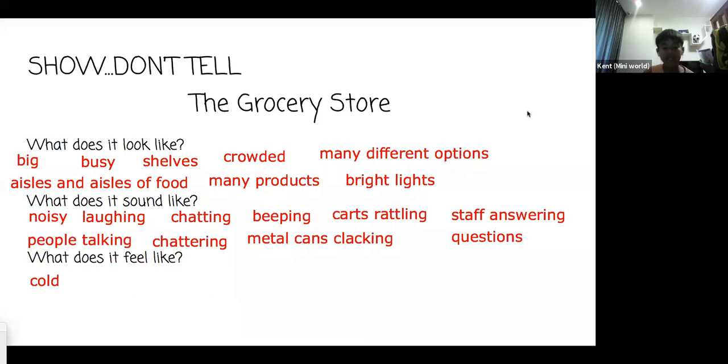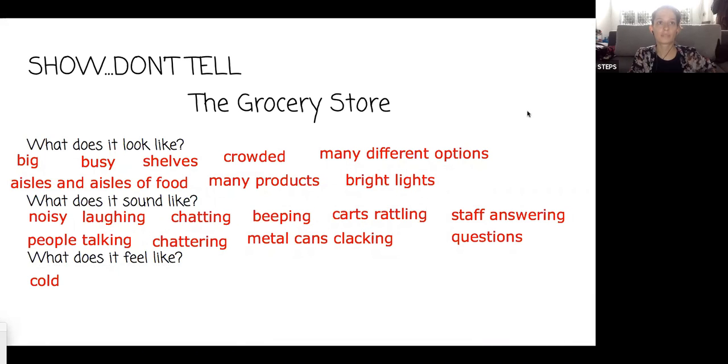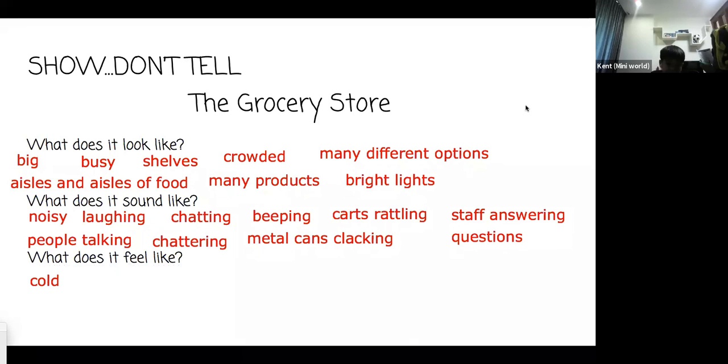Because in the grocery store, they always turn on the air conditioning. Yeah, they always turn on the air conditioning to make the customers feel comfortable and also to keep the food nice and fresh. You don't want to go into a hot grocery store. That would not be good for the food.